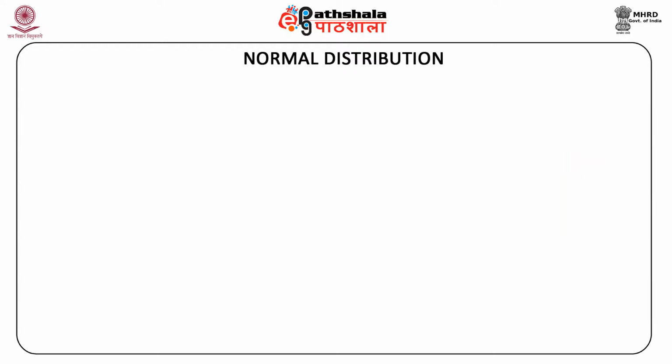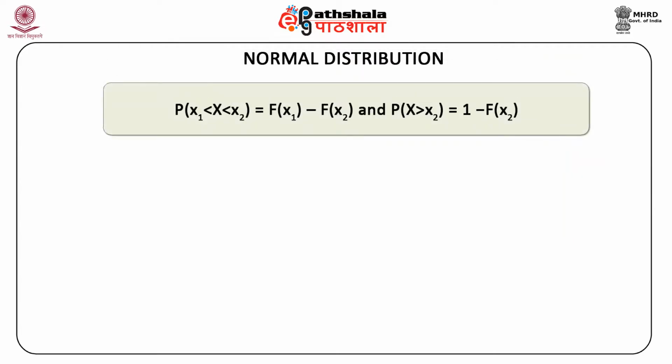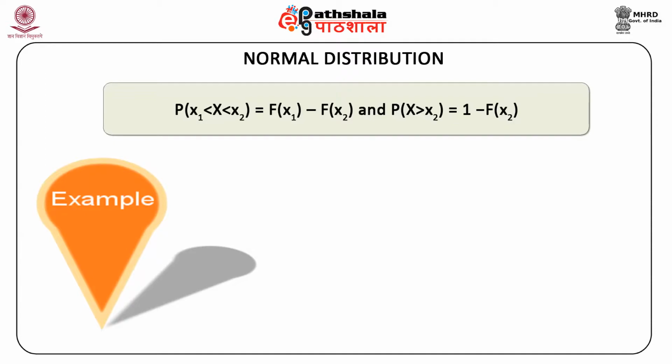Accordingly, the probability that a continuous variable x takes a value that lies between x1 and x2, where x2 is greater than x1, can be computed using the CDF F(x). Capital X has to lie between x1 and x2.